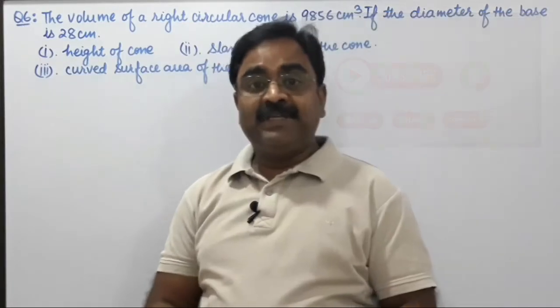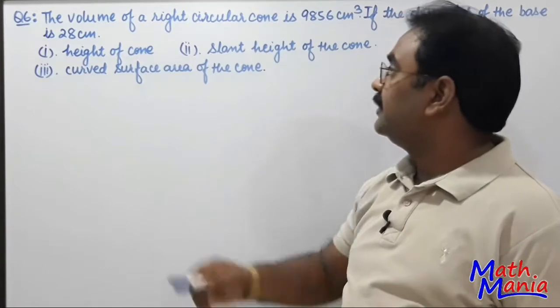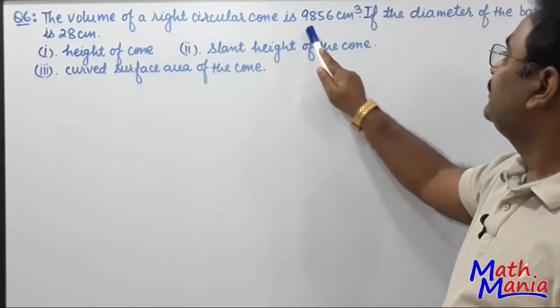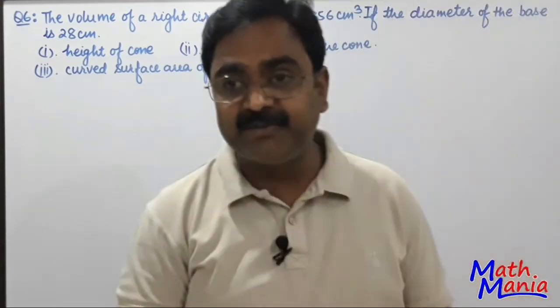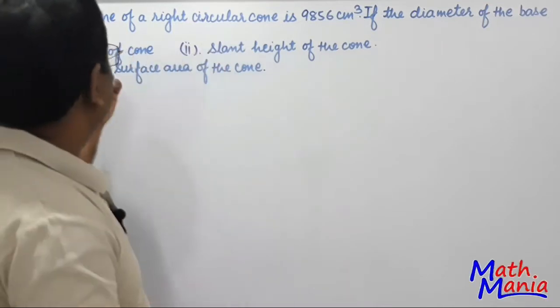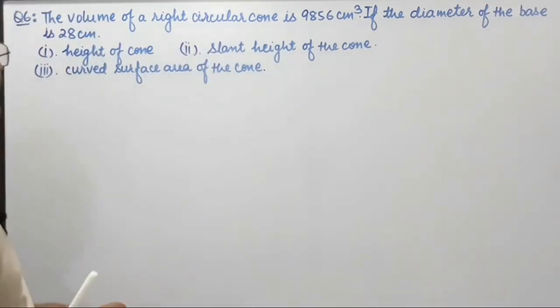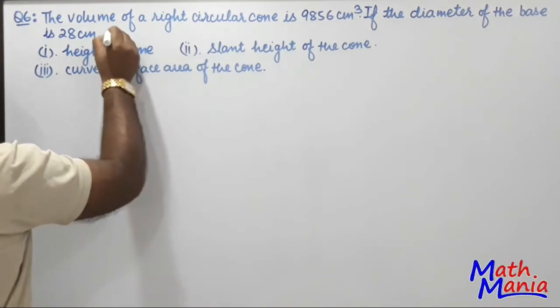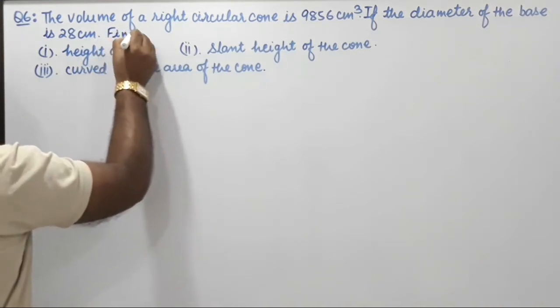Friends, question number 6. In this, given the volume of a right circular cone is 9856 centimeter cube. Its volume is given. If the diameter of the base is 28 centimeter, then find. We have to find. What to find?